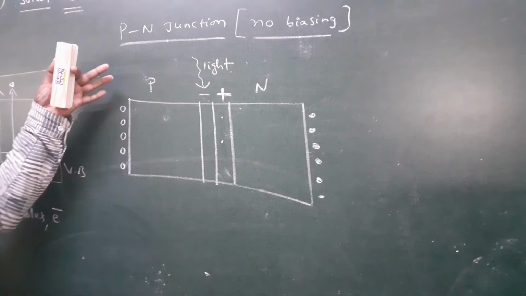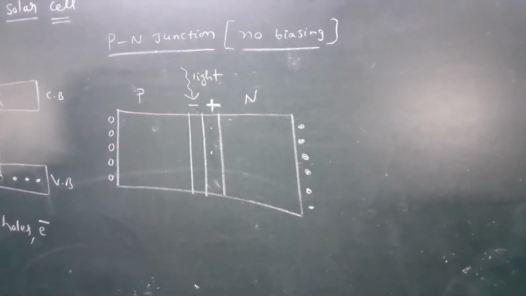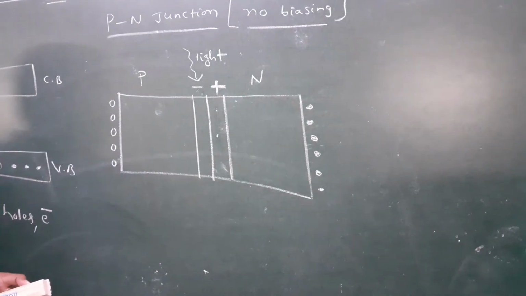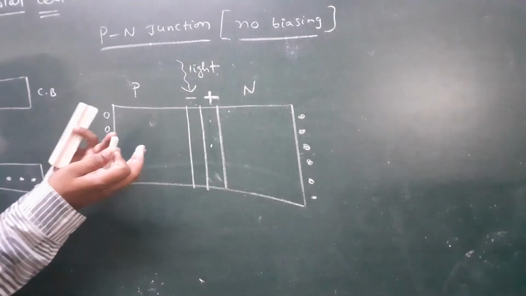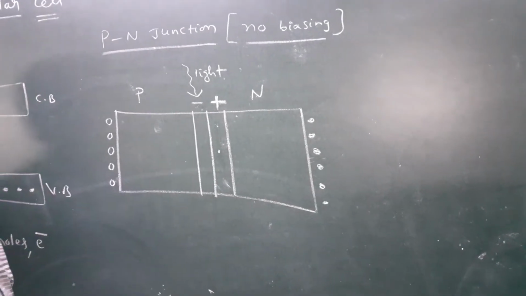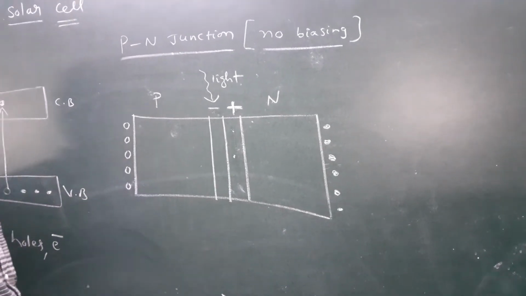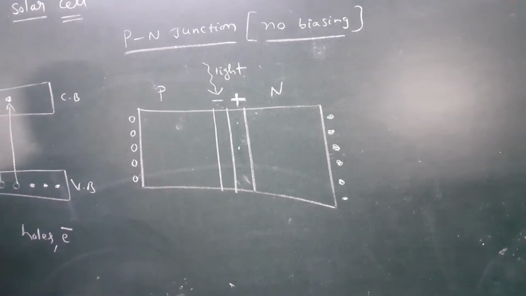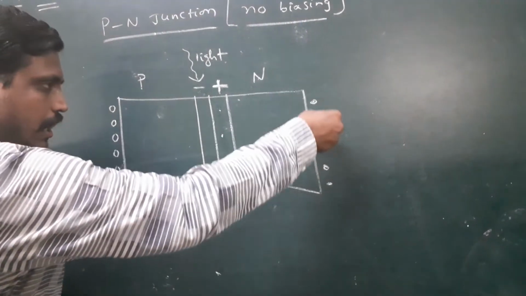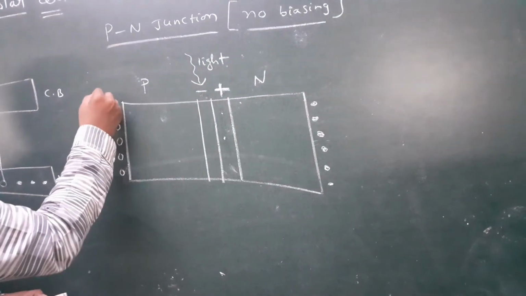So that's why all holes reach the back side of the p side, and all electrons reach the front side of the n type. Here no battery is there. Here a pseudo battery is there. The pseudo battery exists on the depletion region. The pseudo battery is called the potential barrier. Here all holes, here all electrons. Here the hole is what charge?